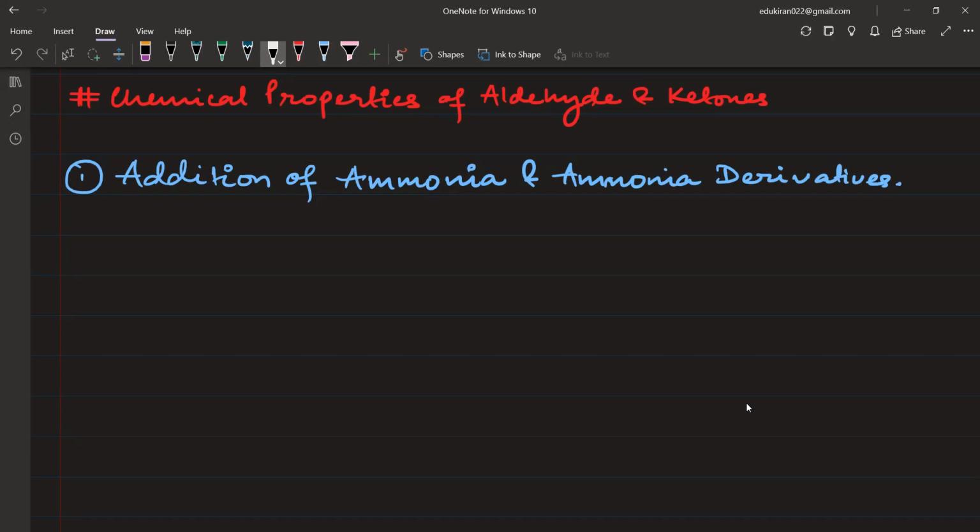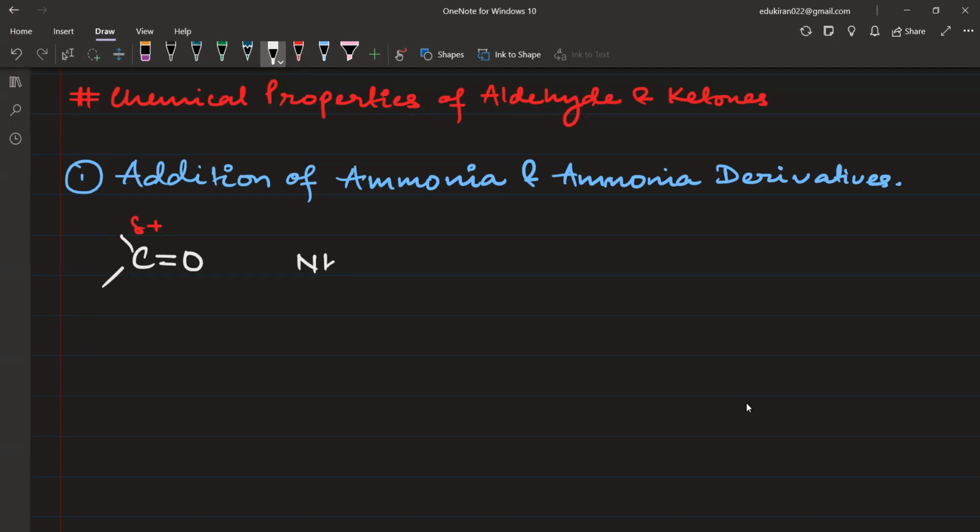Now, first of all, see the carbonyl carbon. You have C double bond O, and there will be some groups attached to this carbon atom. This carbon atom is very delta positive because it is attached to the oxygen atom through a multiple bond, and oxygen is an electronegative element pulling the electrons. That is why this carbon is going to be delta positive.